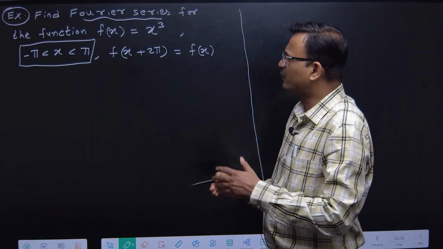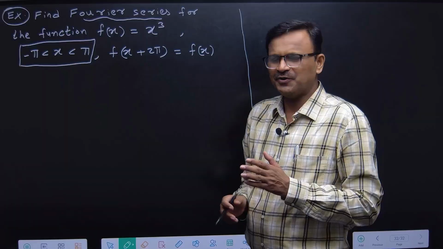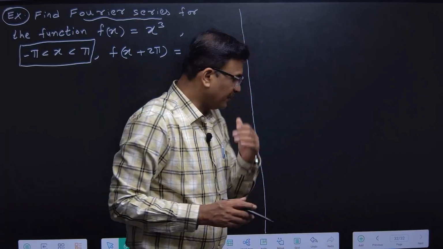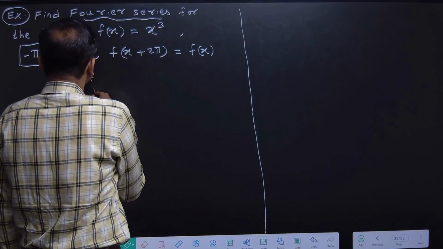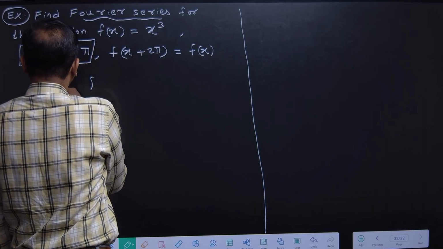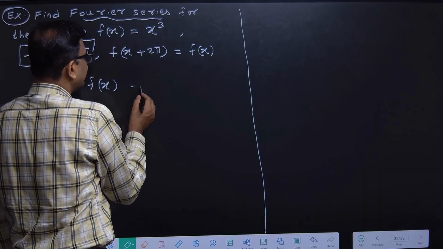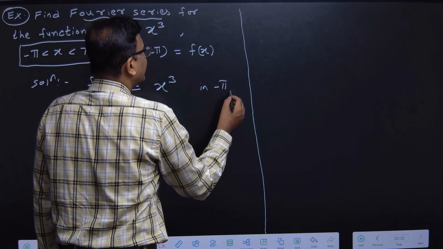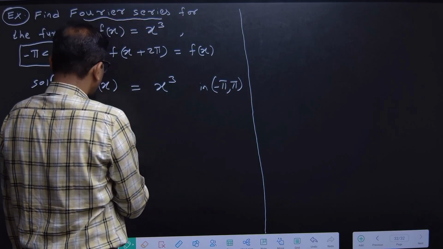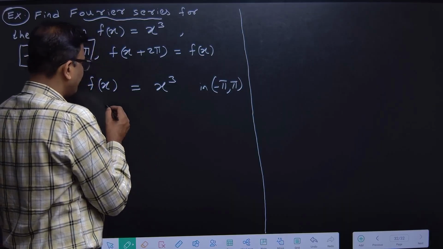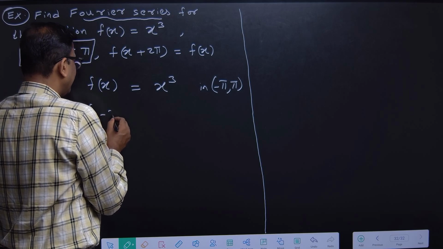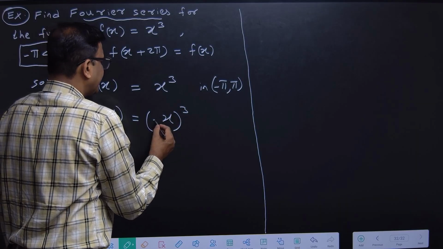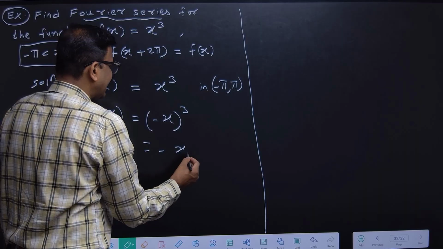So whenever it is asked to find the Fourier series for any function in the interval minus pi to pi, first we must check whether the function is even or odd. Now here f of x is given as x cube in the interval minus pi to plus pi. To check whether the function is even or odd, we replace x by minus x. We get cube of minus x, which is minus x cube.